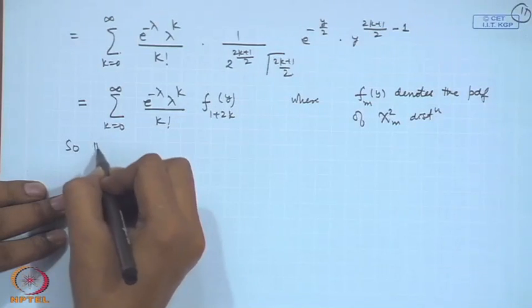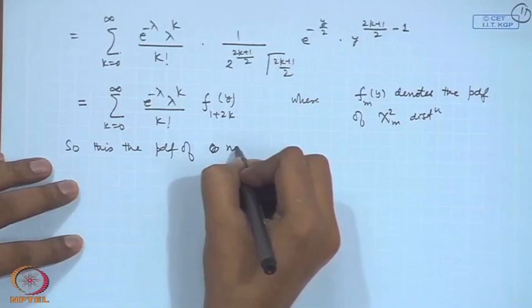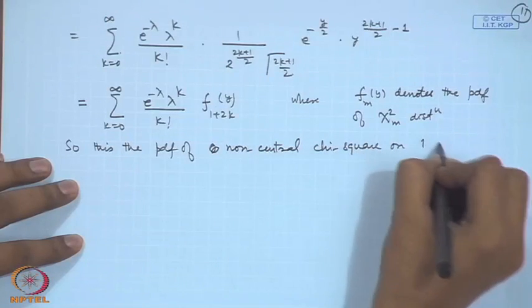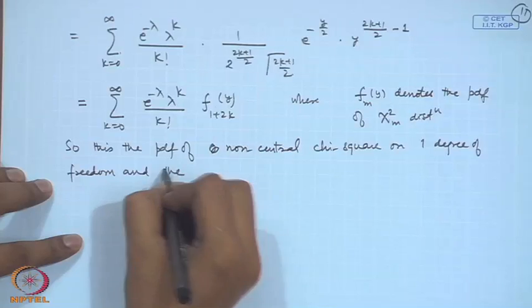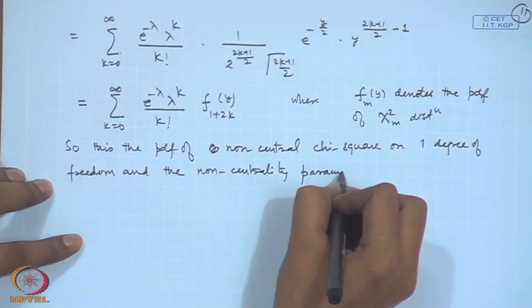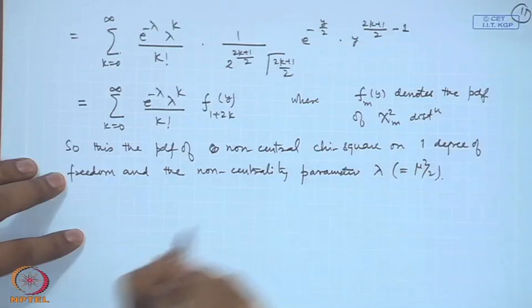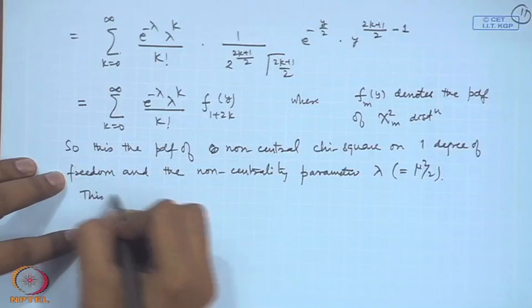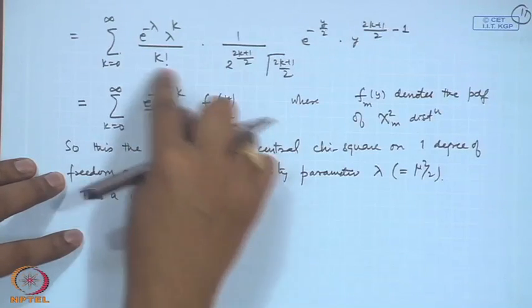So, this is the PDF of non-central chi square on 1 degree of freedom and the non-centrality parameter lambda. Lambda is actually mu square by 2. This is a weighted PDF, and the weights are actually the Poisson weights here.